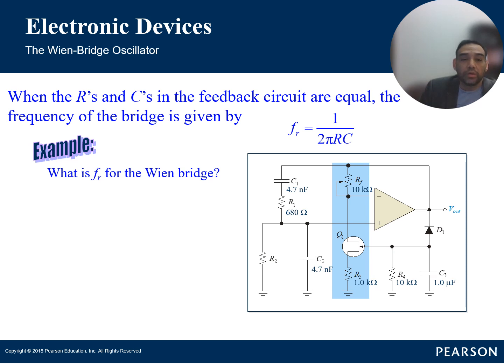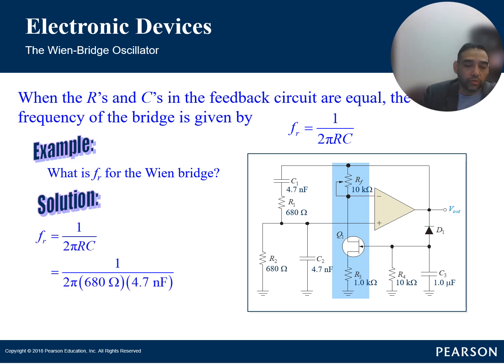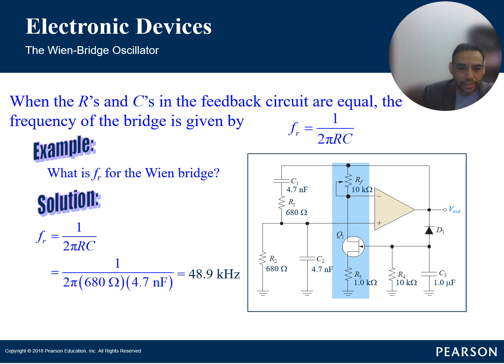So what is the frequency for the Wein bridge given here? The solution is 1 over 2 pi RC. If we look at the components, we've got 680 ohms for the resistance, 4.7 nanofarads for the capacitor. So 1 over 2 pi times 680 times 4.7 nanofarads. I'm going to click this once. Hopefully I won't pass the answer. 48.9 kilohertz. So that would be the frequency for the Wein bridge.